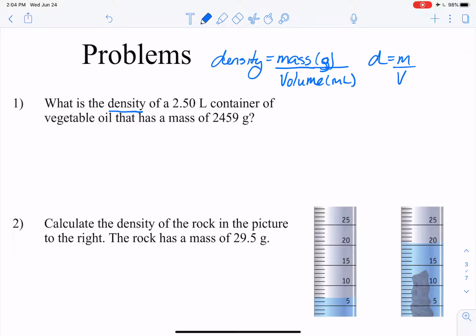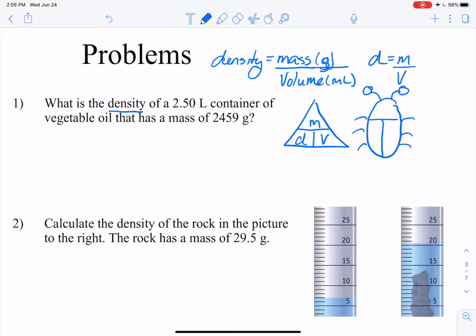And if we want to rewrite that with letters, we'd get D equals M over V. Sometimes you'll see the D as a big D. That works too. We can also do the density triangle. So what we'd do is we'd put the density down there, the M up here, and the V there. And we'll get back to using that in a little bit. Or if you like cute things, you can do the density ladybug. So the density ladybug looks the same as the density triangle, the density pyramid. There you go, right there.